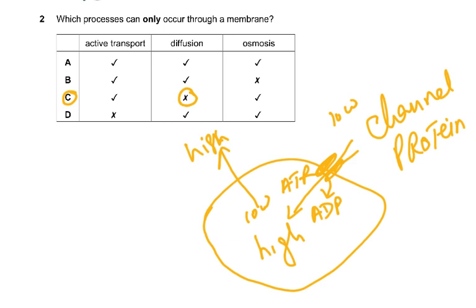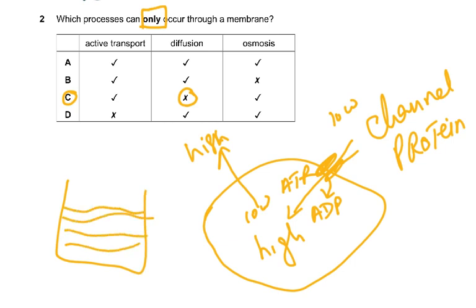So diffusion means, because it said which process can only occur through a membrane, like you take a beaker of water and you add maybe green ink to it, and the ink spreads all around. This is diffusion, and there's no membrane present here in a beaker of water. So this is what we had to understand in question 2.